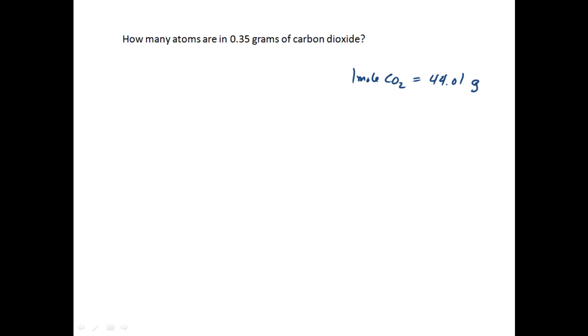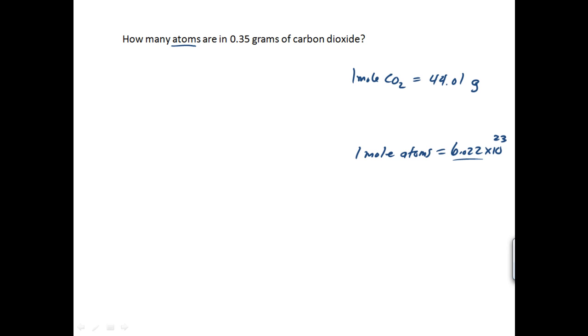And the other thing that we're going to need is, because it's saying how many atoms, that tells us that we're probably going to use Avogadro's number here, which is 1 mole of anything, in this case 1 mole of atoms, equals 6.022 times 10 to the 23rd. And again, depending on how many significant figures you write for Avogadro's number, it can vary. Okay, so those are the 2 relationships we need to know.